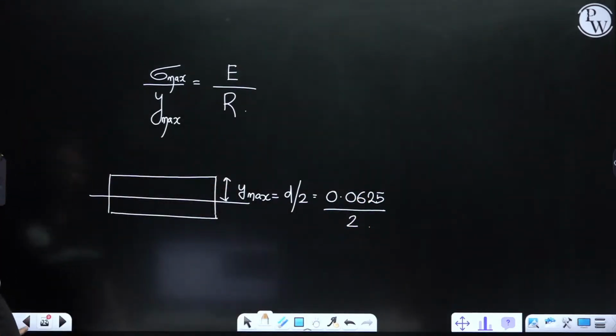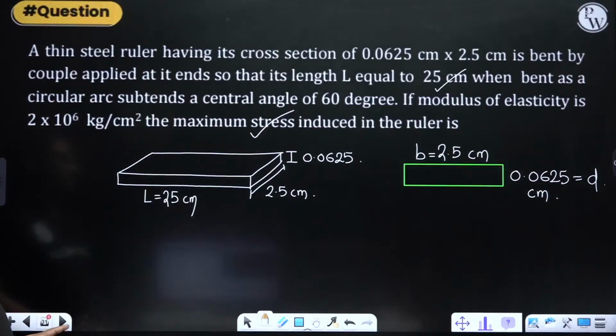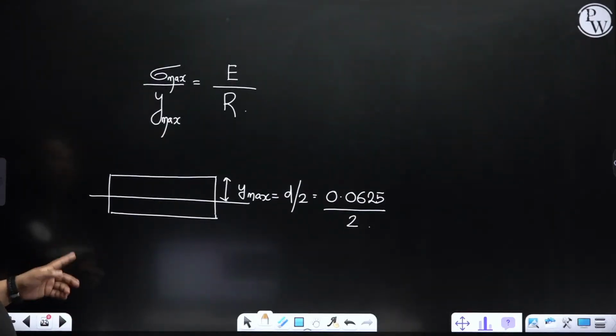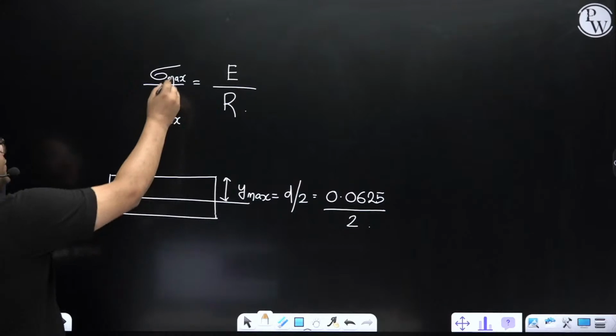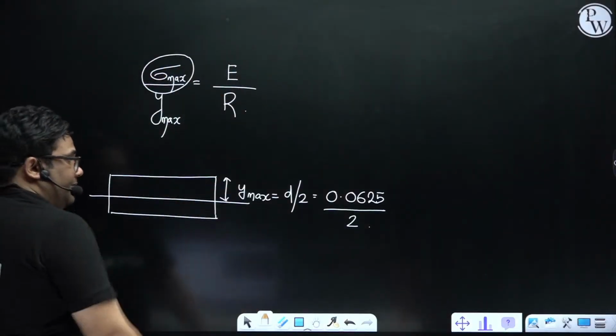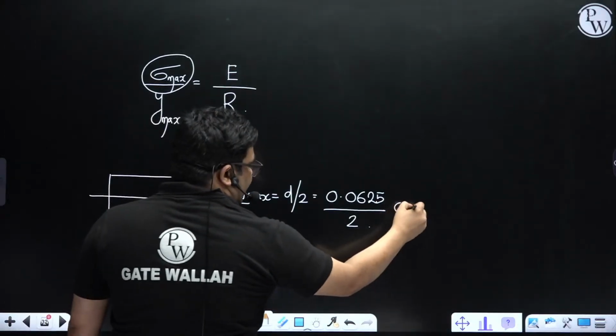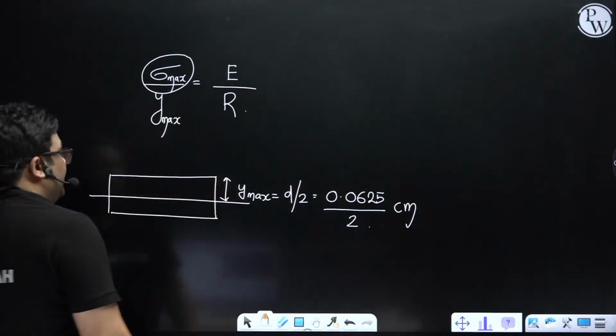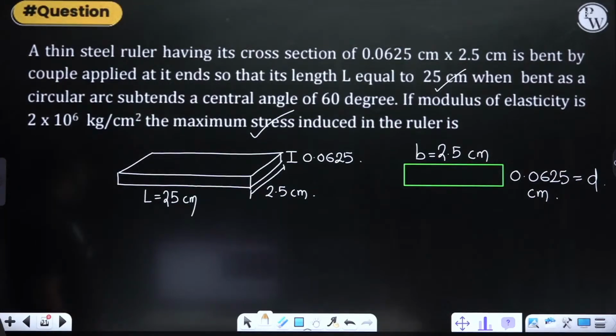In this case, the maximum bending stress will occur at d by 2, the extreme fiber. Since they are asking for maximum stress, I will use this y max. E I know, it is given in the question. Now what I need is R, in centimeter, if I can find it.